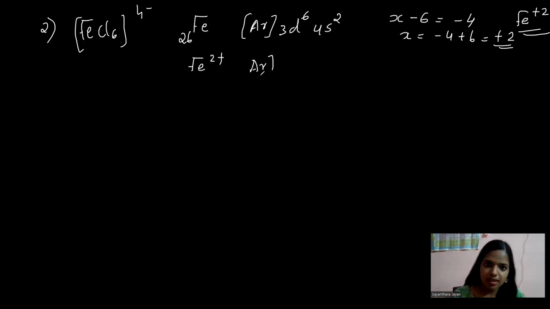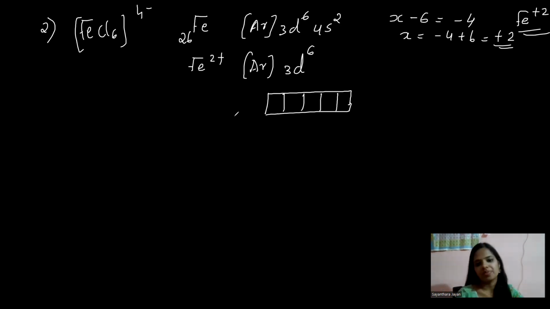Now the configuration is argon 3d6, right? From the s subshell, the 2 electrons are lost. So remaining 3d6 is the configuration. Now I'm drawing 3d subshell. Okay. 3d6 means 1, 2, 3, 4, 5, 6, right? 6 electrons. I'm filling 6 electrons. Okay, so from here, clearly you can see number of unpaired electrons is equal to 4, right? This is paired. Okay, this is completely paired. Then number of unpaired electrons 1, 2, 3, 4. n is equal to 4.